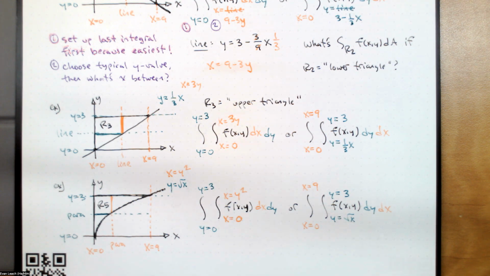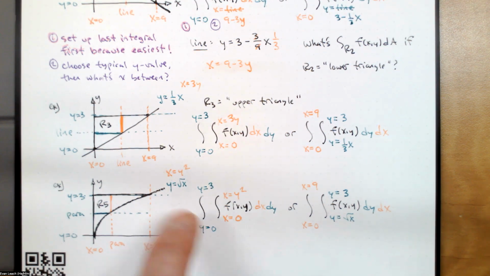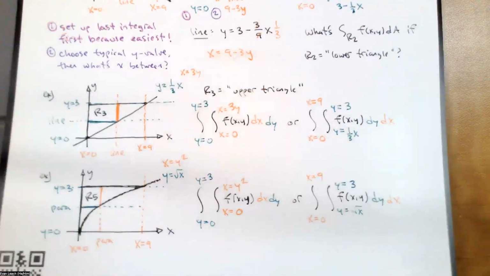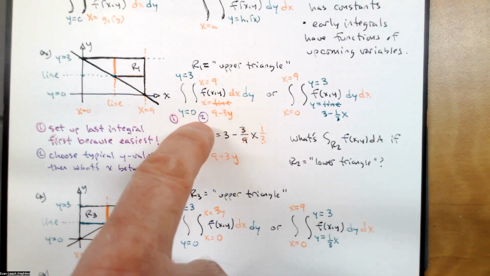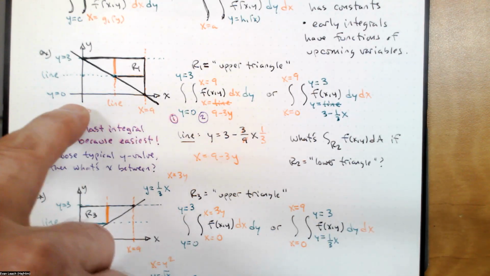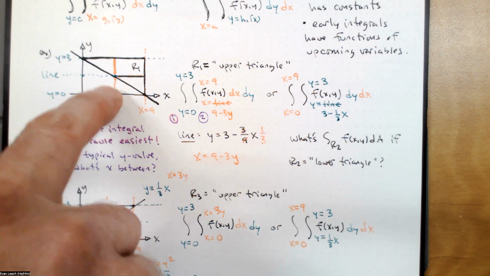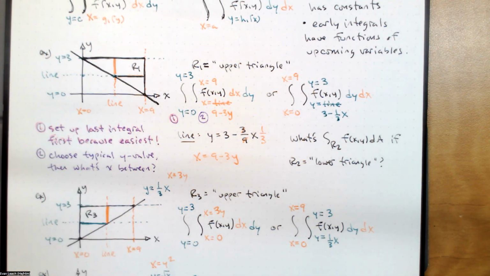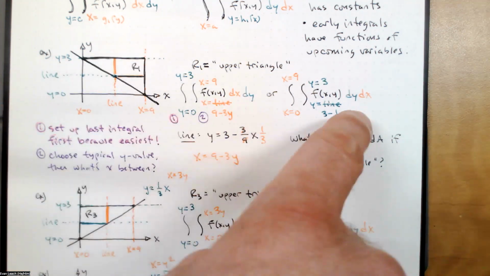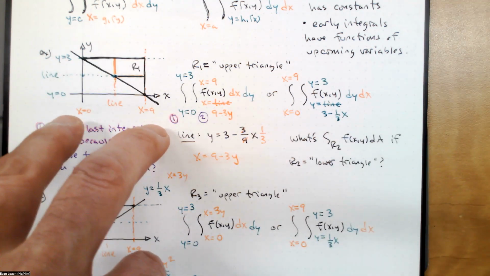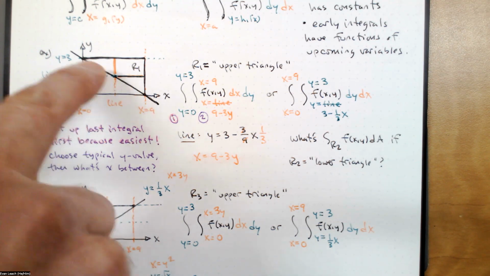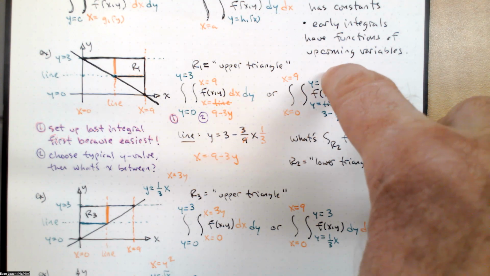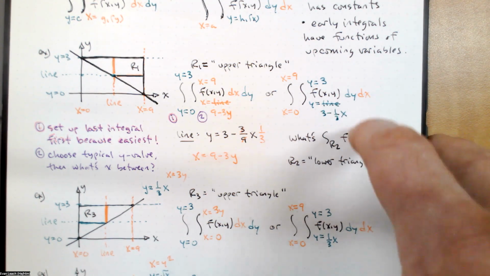The outer would be the same, but for R2, y would go from 0 to 3, but x would go from 0 to the line. So 0 to 9 minus 3y. For the lower triangle dy dx, x goes from 0 to 9, y goes from 0 to 3 minus 1/3 x. So the line would be the end point, and 0 would be the start for R2.